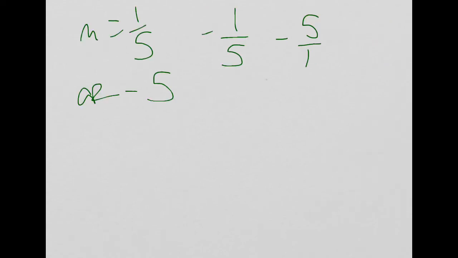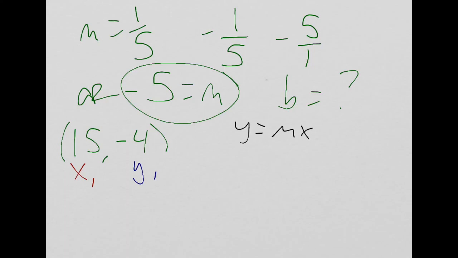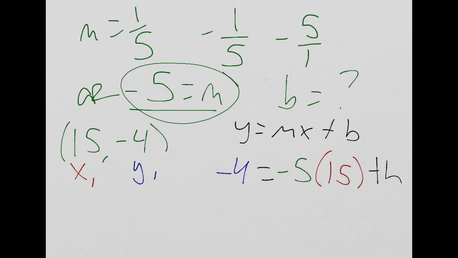Now that I've found my slope, I need to find my y-intercept. I need to find b. So I know that it passes through the point 15 comma negative 4. So this is my x1, and this is my y1. So I can go ahead and plug that into my equation, y equals mx plus b, and solve for b. So y is negative 4 equals, m is negative 5, so negative 5 times x1 is 15, and then plus b.